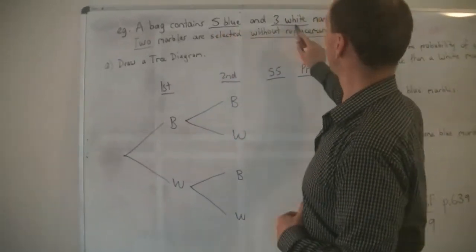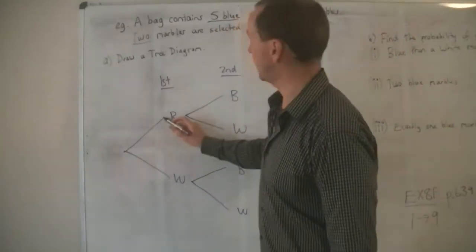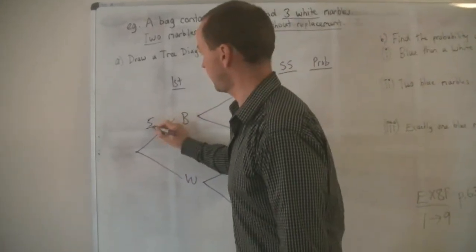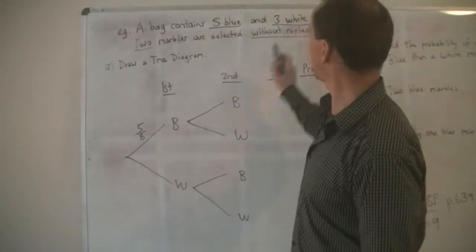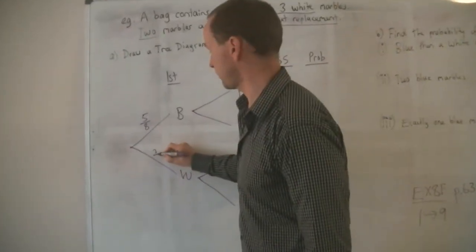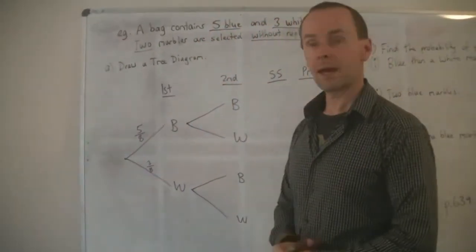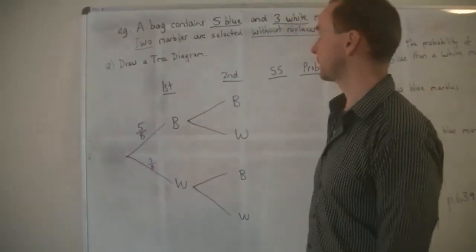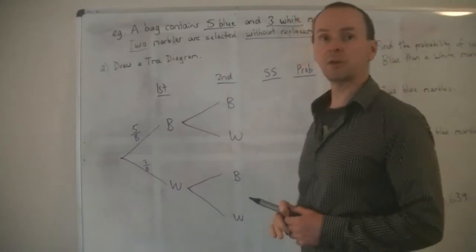We have 5 blue and 3 white. So what's the probability of picking a blue one out? We have 5 chances out of 8, so it's 5/8. And picking a white, we have 3 out of 8, so it's 3/8. And again, add these up together, they add up to 1, 8/8, which is 1. Good job. Now we have to think a little bit.